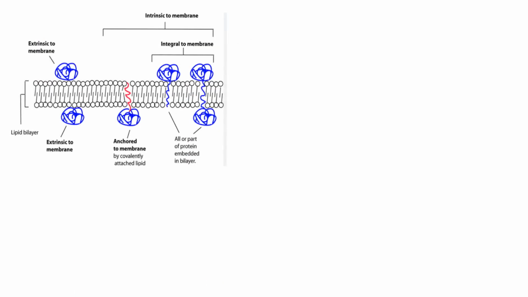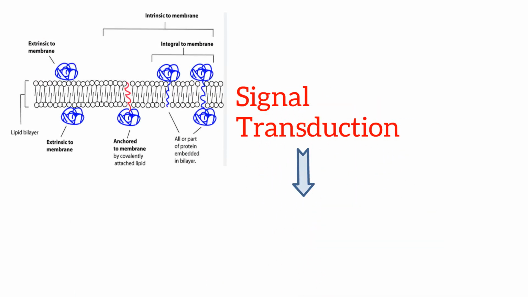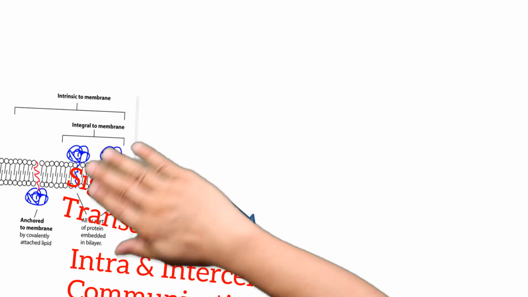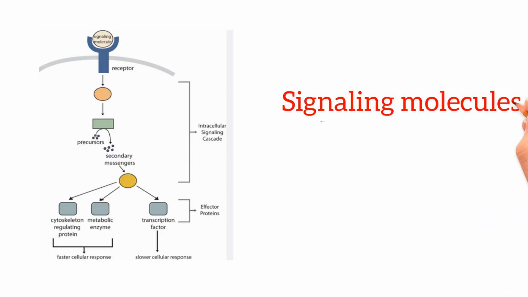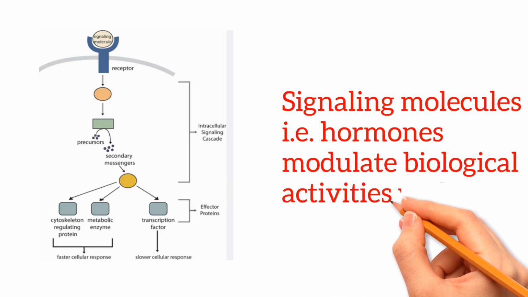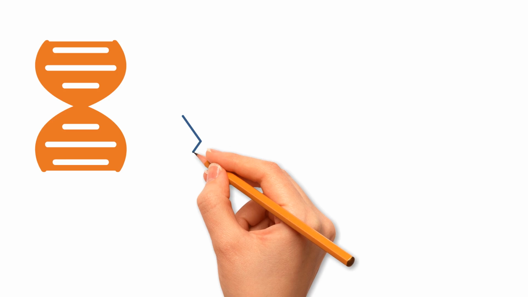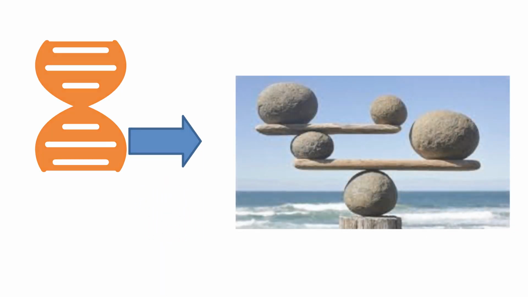The body cells have surface transmembrane proteins which perform functions like signal transduction, enabling intra and intercellular communication. Transmembrane proteins and signaling molecules, that is the hormones, play an important role in modulating biological activities within an organism. Biological functions are usually fine-tuned, and any slight interference leads to a disease.